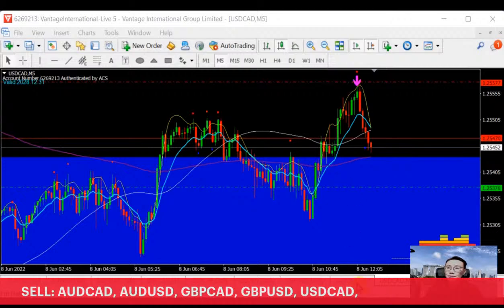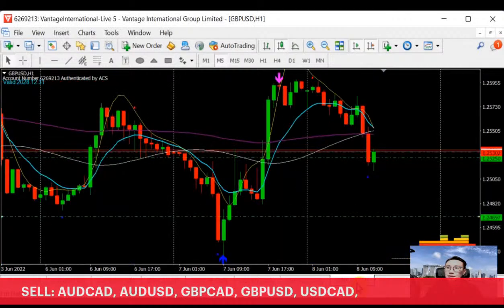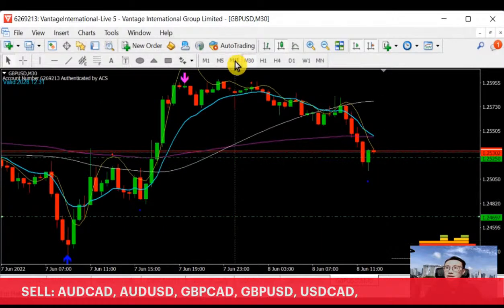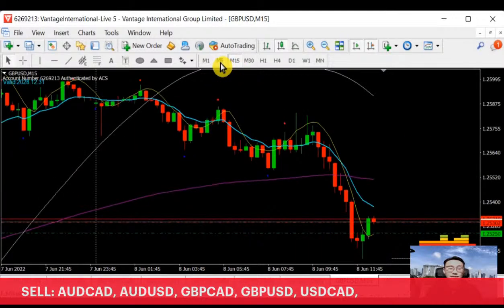Okay, so for pound dollar, setting up for a buy now. Looking at the past 30 minutes, we now have a buying candle. So it's a buying trend, and it looks good as well.